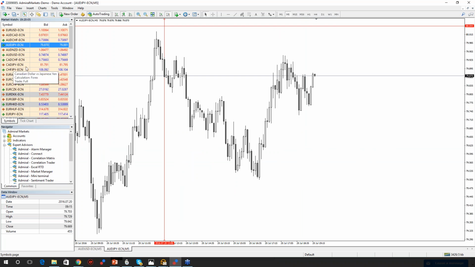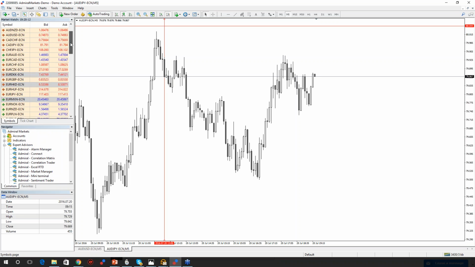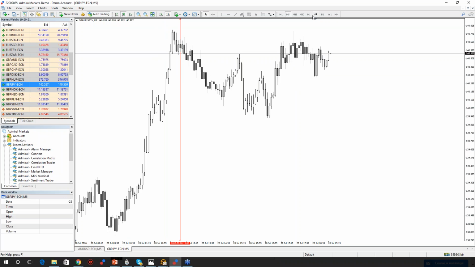We can always find additional entries. As I say, you need pairs that are moving. So pound dollar moved nicely today. Pound dollar, pound USD, well, pound yen also. You can always use pound yen.